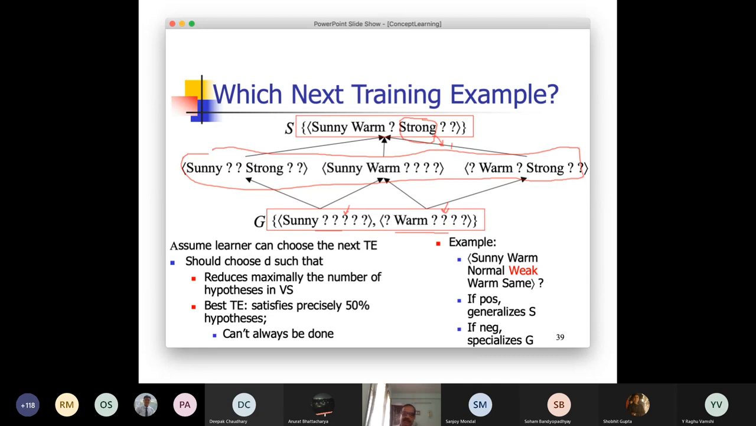So you need to generalize it, which means since it is rejected, the weak should be, so the strong should come here. No, not which one? Yeah, because either it could be positive or negative.